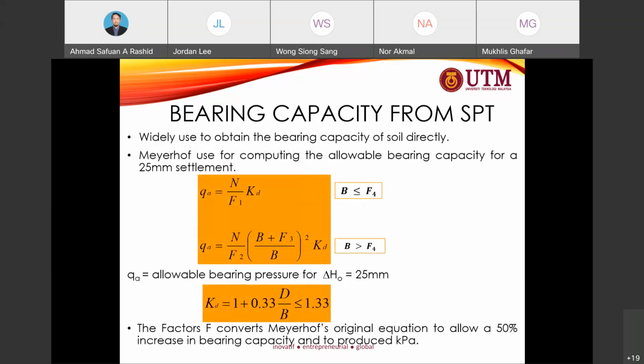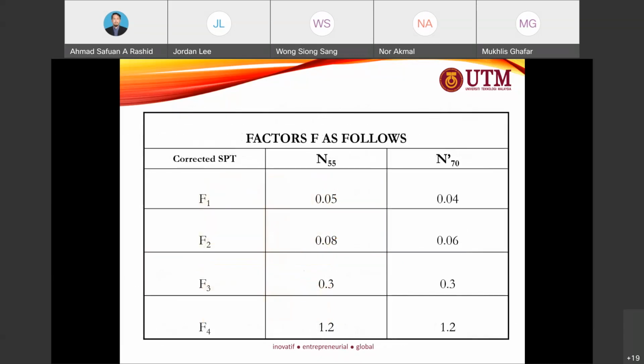Bearing capacity from SPT is widely used to obtain the bearing capacity of soil directly. It may be used for computing the allowable bearing capacity for 25 millimeter settlement. This is the N value that should be used in the equation. But in our case, we will discuss the example based on the direct method, not this indirect method. Just for general information.